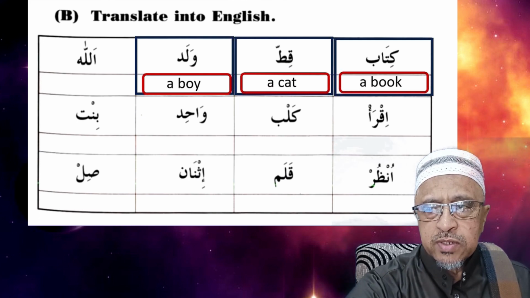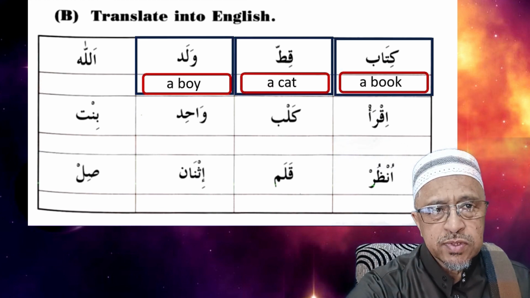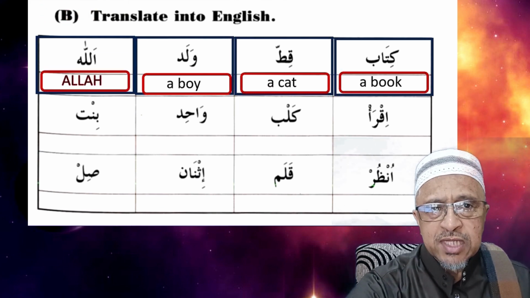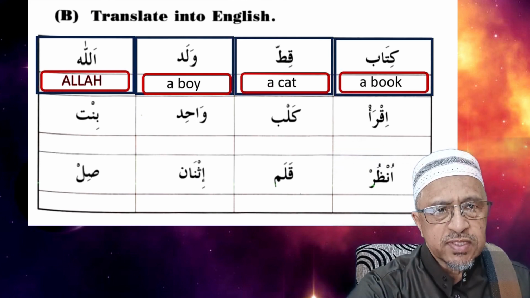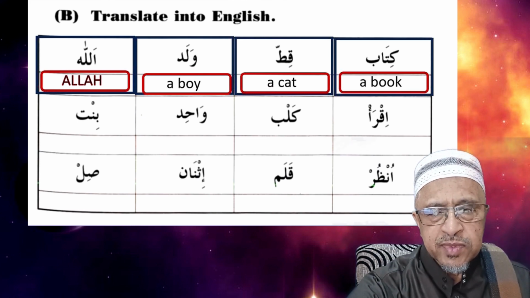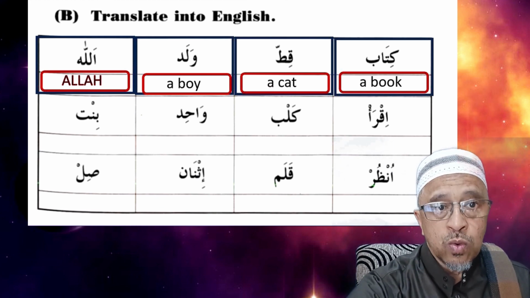The fourth word is, of course, Allah. It's the name of our Creator, Allah, Jalla Jalalahu. And Allah is obviously definite, so we can't put a in front, and therefore it also can't get un. So it's Allah or Allahu.